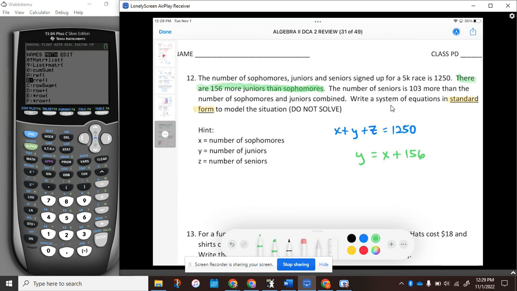Okay, if it's asking for all of this in standard form, we have to get rid of that X and move it to the other side. How do I make that happen? Subtract it. That leaves us with 156 right there. And we've got negative X and positive Y on the left side.